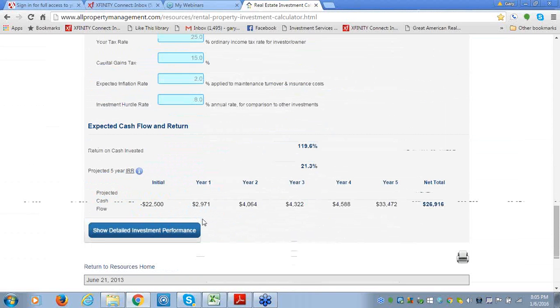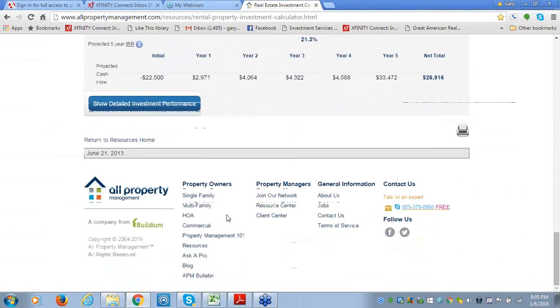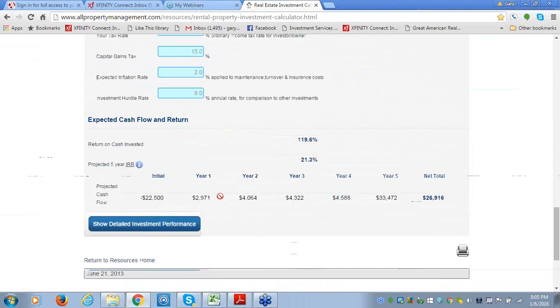Okay, good. This is one line here, one line of data. So your initial out-of-pocket cost is $22,500. Cash flow. So your cash flow, by the way, is negative right out of the gate. Cash flow first year, cash flow second year. You can see at the very end, the 5th year includes your sale.